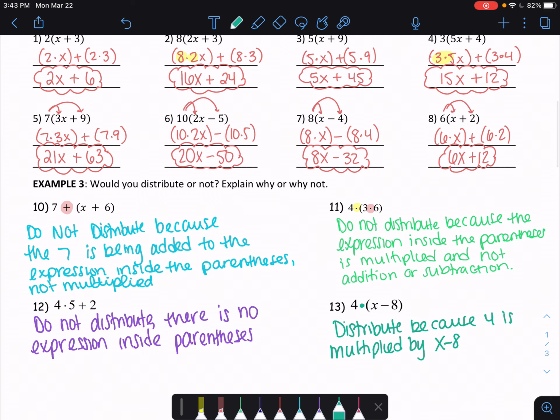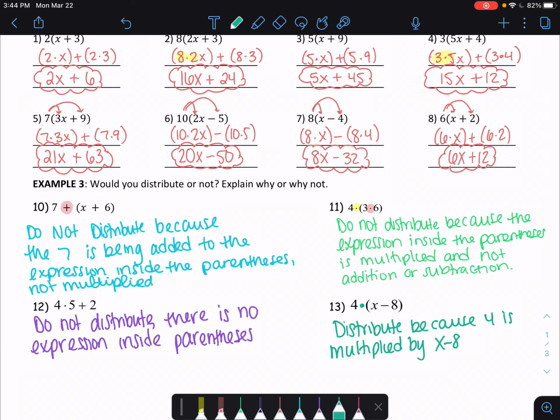Okay, so this is recognizing when you're supposed to use the distributive property, because we get in this habit of, okay, she's asked me to distribute over and over and over again, but then we forget that there are times that we're not going to do that because we get in such a habit of practicing this skill.